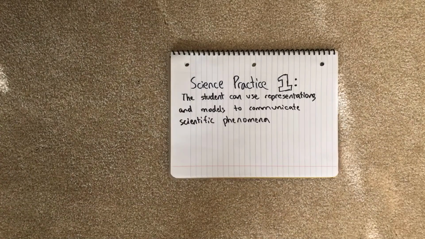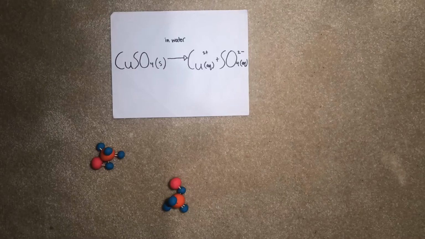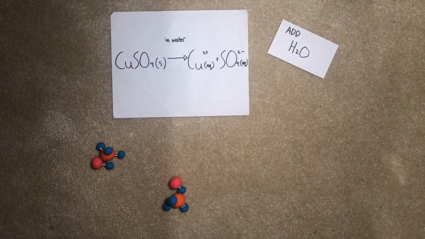Here we see the application of Science Practice 1, where we exhibit our understanding of the learning objective by using Play-Doh models. In our model, we will be looking at the dissolution of the salt copper sulfate in water, where the pink Play-Doh balls represent the copper, and the orange connected to the blue represent the sulfate, and the toothpicks represent the bonds.